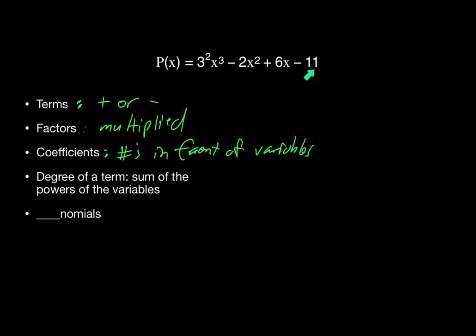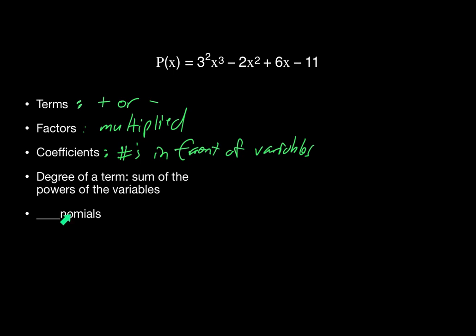Could you call this a coefficient? You could. You could say it's the coefficient of the constant. It's somewhat redundant, but that would be okay. The degree of a term is the sum of the powers of the variables. So up here, the degree of this term is 3 because that's the power of that variable. This term, the power of the variable is 2, so this term has a degree of 2. This one, the one variable, its power is 1, so the degree of that term is 1. And this one has no variable, so the degree of that term is 0.